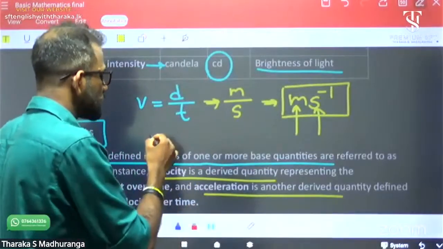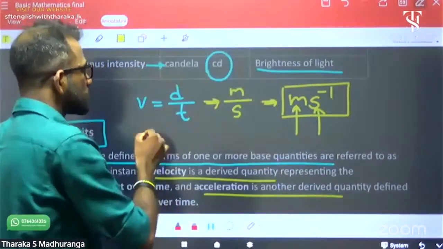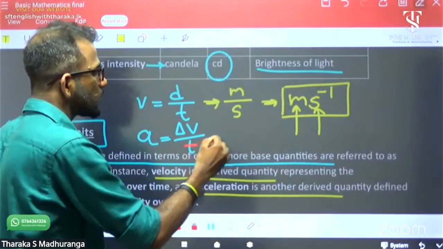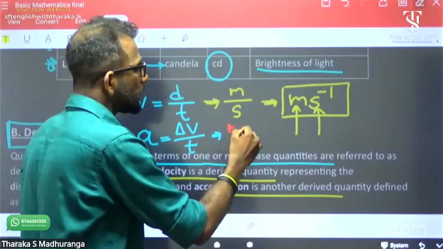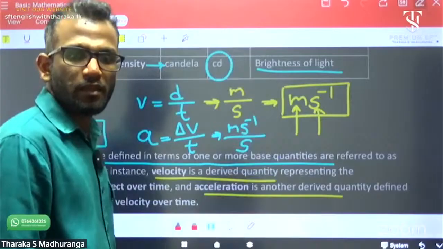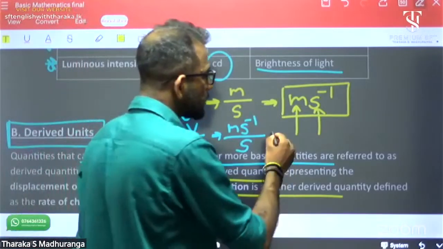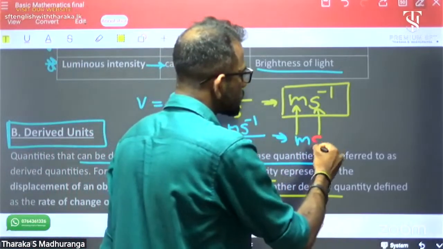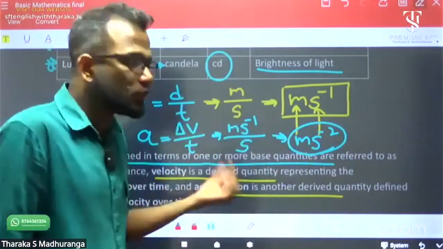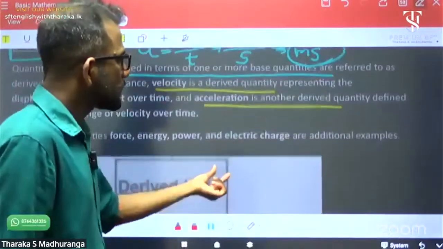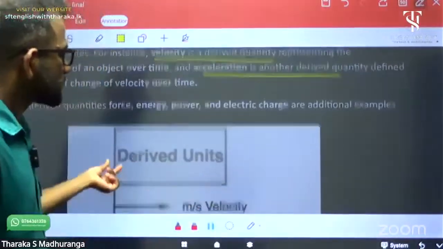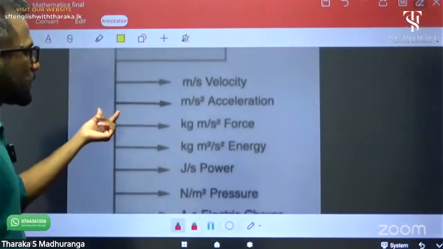Acceleration unit. Do you remember? Acceleration equals delta v, that means velocity difference divided by time. Velocity is m s minus 1, meters per second, again divided by second. Then what's the unit? m s minus 2, meters per square second. Okay, they are the derived units.